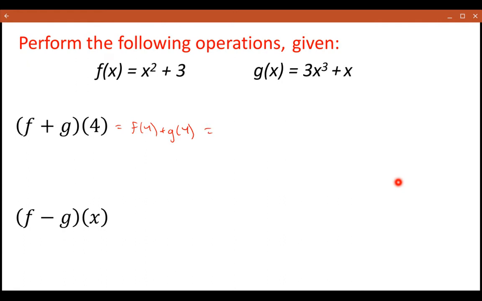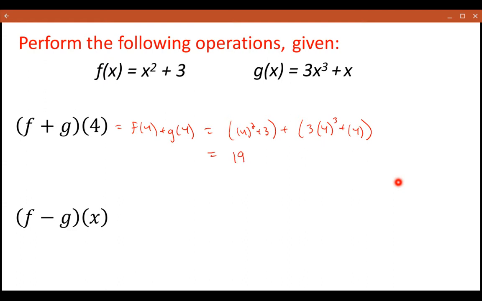which means it's the same thing as saying 4 squared plus 3, that's plugging 4 into f, plus 3 times 4 to the third power plus 4. We're going to replace all of the x's with those. I know there's a lot of parentheses going on, but just hang with me here. So 4 squared is 16. 16 plus 3 is 19.